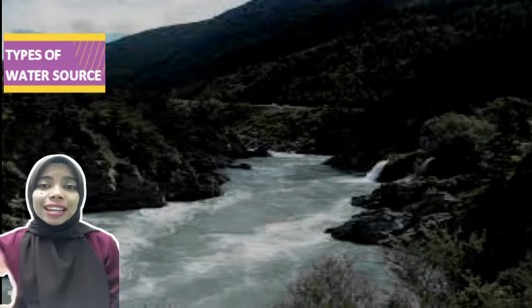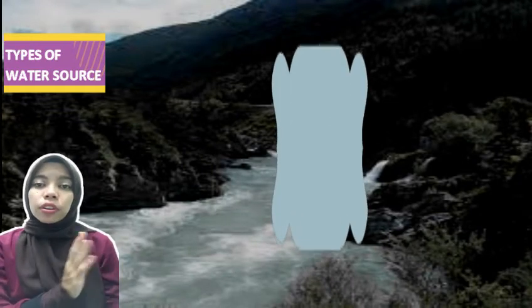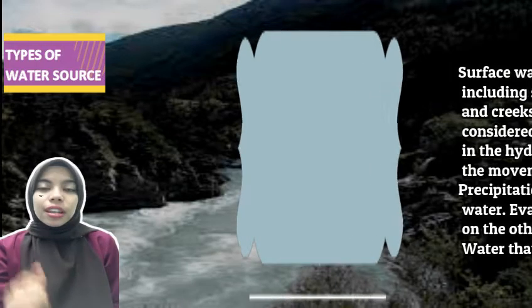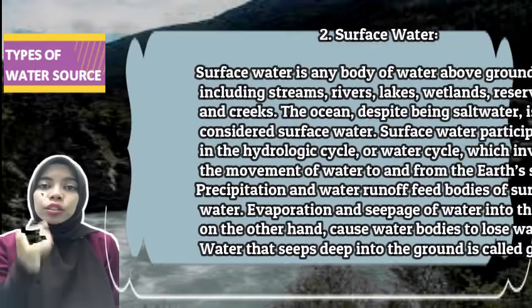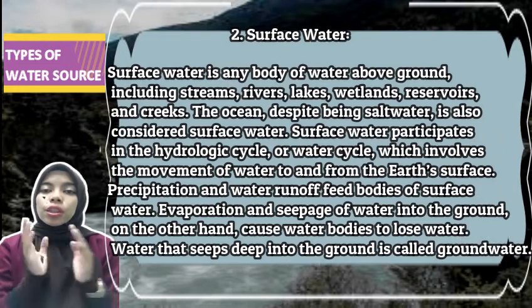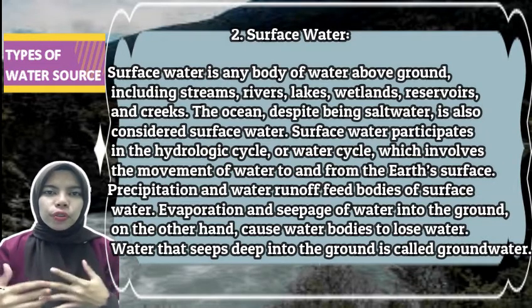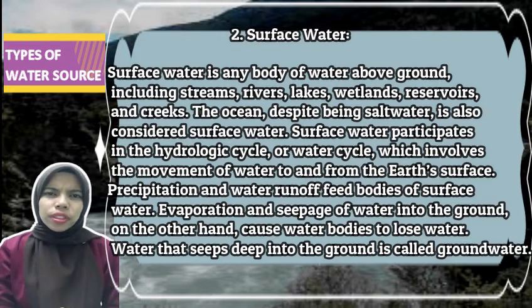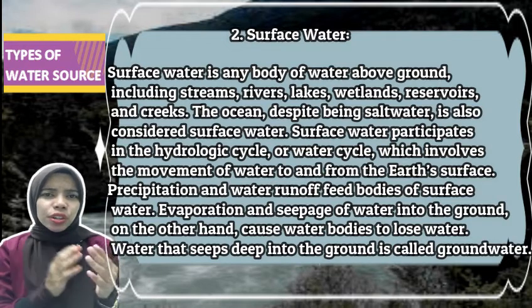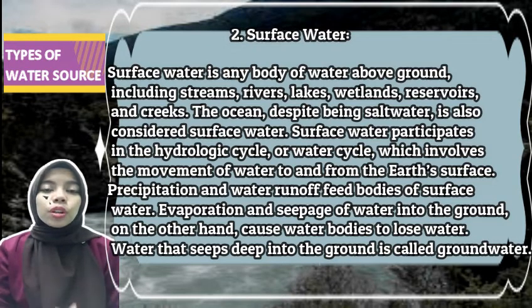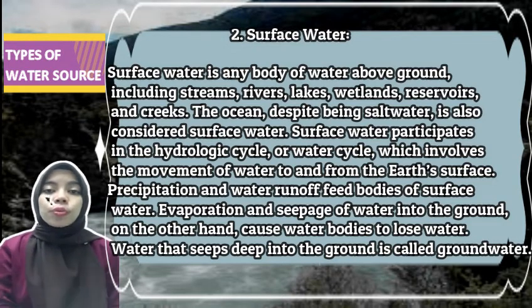Surface water is any body of water above ground, including streams, rivers, lakes, wetlands, reservoirs, and creeks. The ocean, despite being salt water, is also considered surface water. Surface water participates in the hydrologic cycle, or water cycle, which involves the movement of water to and from the surface.